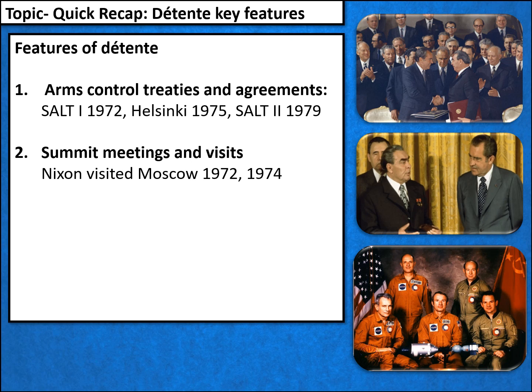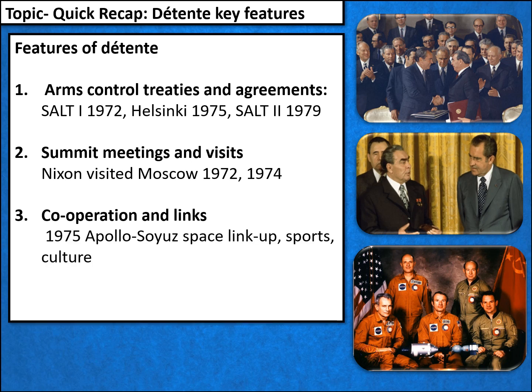For example, Nixon visited Moscow in 1972 and 1974. And it was also a time where the superpowers explored other links with each other too. A nice example here is a link up in space between astronauts and cosmonauts in 1975. But there are also ties culturally and in sports too, just as part of a wider process of better relations.